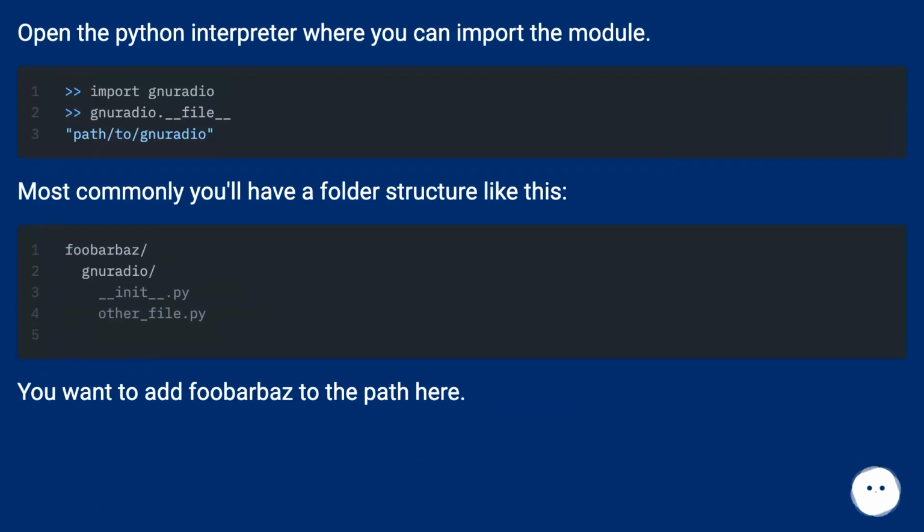Open the Python interpreter where you can import the module. Most commonly you'll have a folder structure like this. You want to add foobarbaz to the path here.